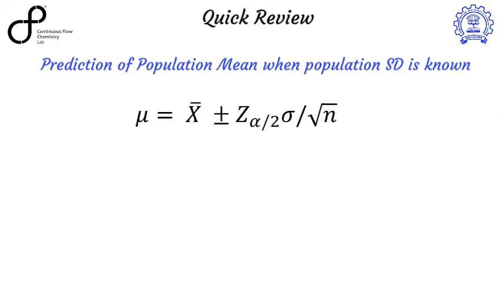Here mu refers to population mean, x bar refers to sample mean. Z is the standard normal variable, and alpha is the percentage significance level. And sigma by square root of sample size is the error in prediction.